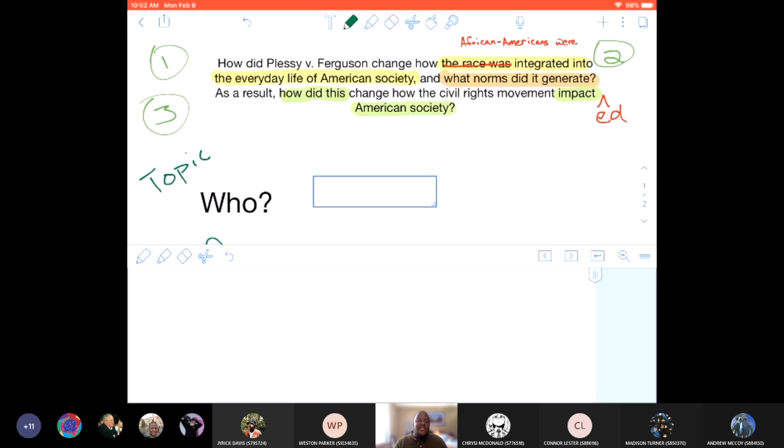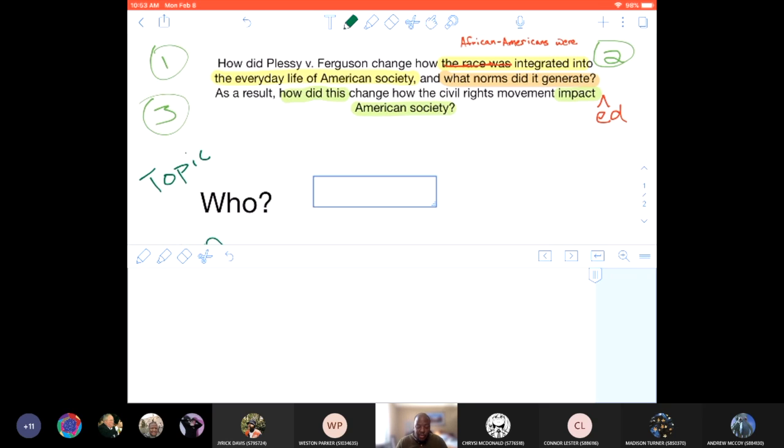But how did Plessy v. Ferguson change how African Americans were integrated into the everyday life of American society? Okay, so we know the actions we're looking for are those three things, right? Integrated into society, what norms did it generate, and how did that impact American society?